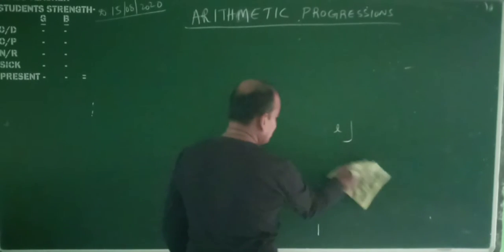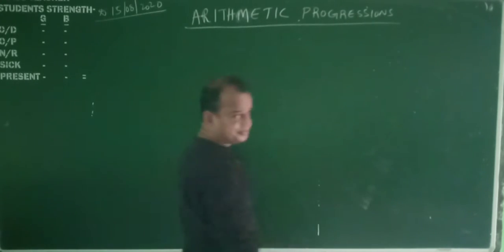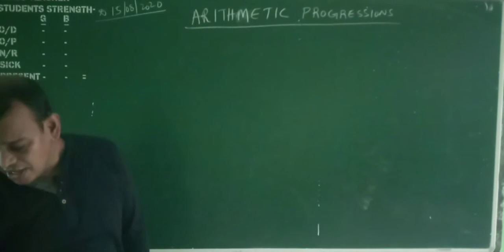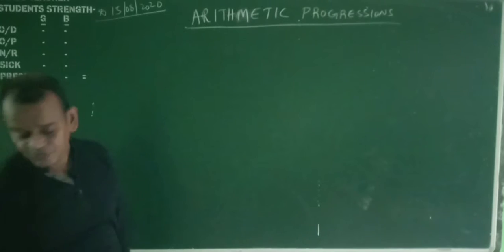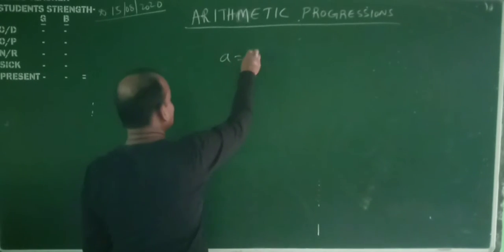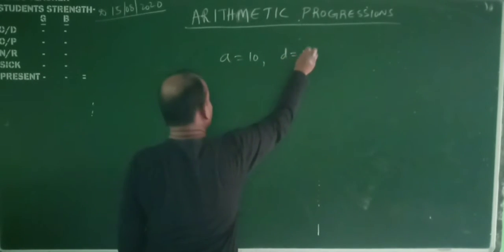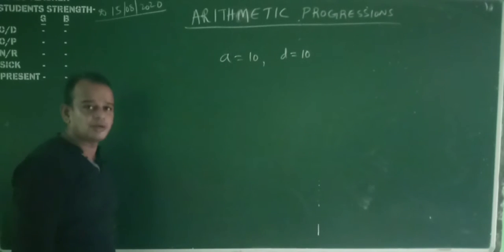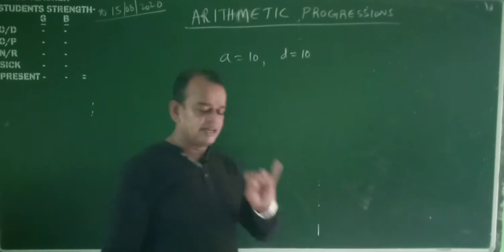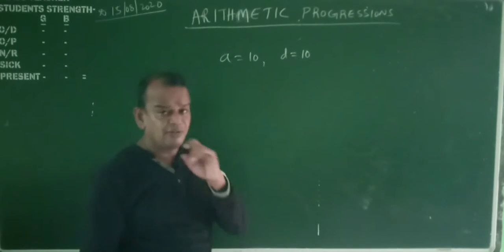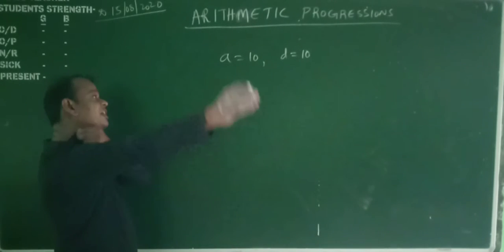A is given, B is given. Suppose the A value is 10 and the B value is 10. Write the first 4 terms. What are the first 4 terms? First term is A, second term is A plus B. Okay, we will do it in that way also. I will explain 2 methods.